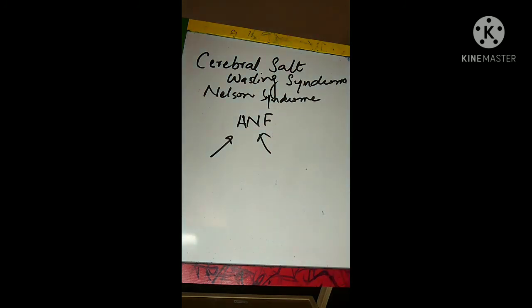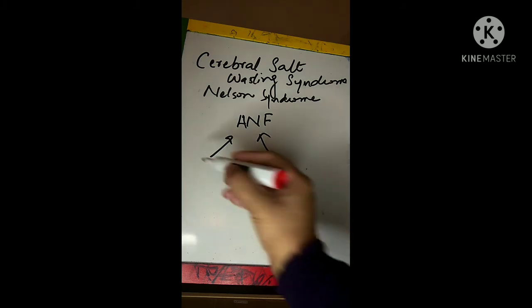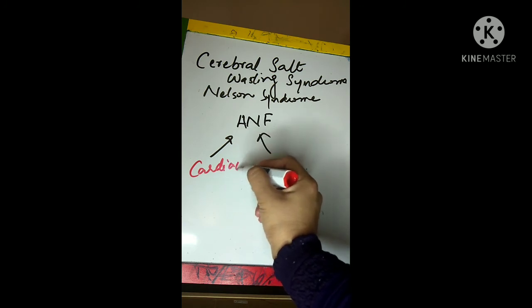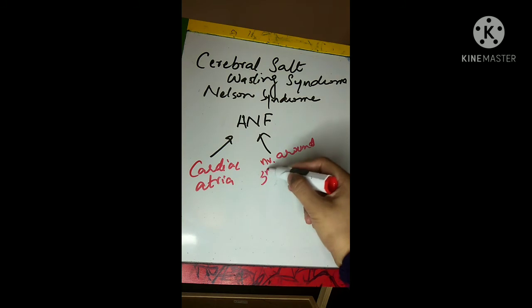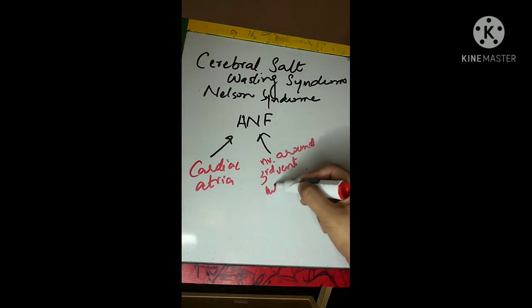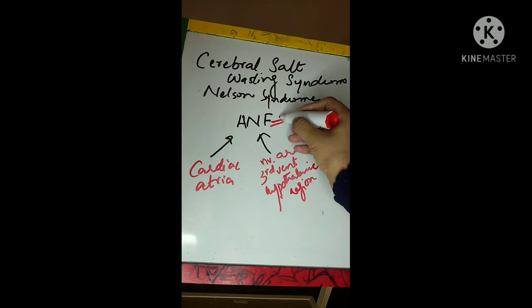is atrial natriuretic factor, and this factor is released by the cardiac atria. In our heart we have cardiac atria, so it is released by the cardiac atria, and it is also released by the neurons around the third ventricle and the hypothalamic region. So these are the two sources of ANF, and ANF causes increased sodium loss in urine. So there is hyponatremia because increased sodium is lost in the urine.